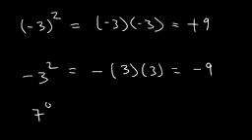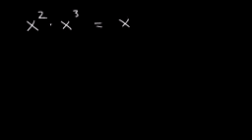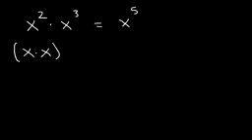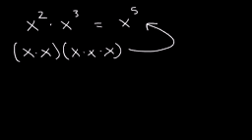In addition, anything raised to the 0 power is 1. Now, when dealing with variables, when you multiply common variables, you can add the exponents. X squared times x cubed is x to the 5th. So basically, x squared means that you're multiplying two x values. X cubed, 3 x values. So in total, you have 5 x variables being multiplied together.